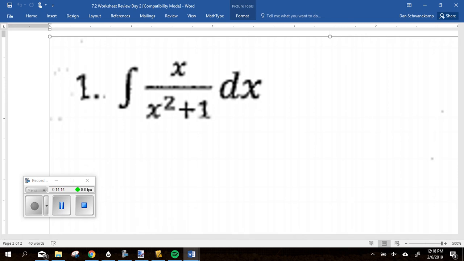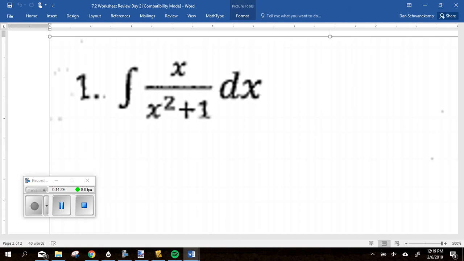Looking at number 1. This one's a little bit tougher. I've got x over x squared plus 1. Think about it for a second. Talk with your neighbor if you need it. Count down from 3. 3, 2, 1. X squared plus 1. That whole denominator. All right, we want to deal with that whole thing.